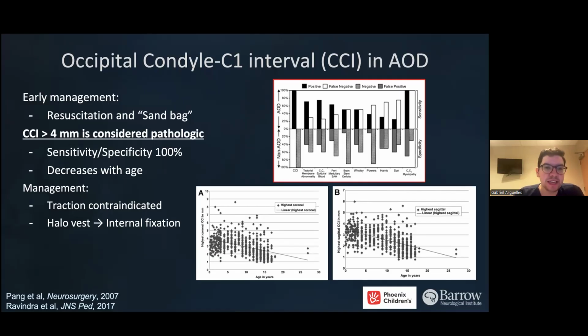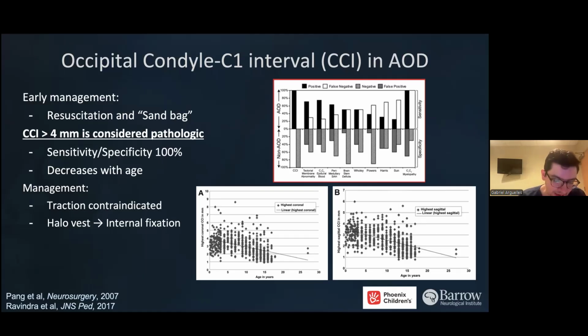So back to the CCI, there was a good couple of papers here by Pang et al. and then one by Ravindra et al., which looked at the sensitivity and specificity of all these different radiographic parameters and their ability to detect AOD. Whenever we think about sensitivity and specificity, we think about what's the gold standard it's comparing it to. In this case, for AOD there is no really one gold standard.